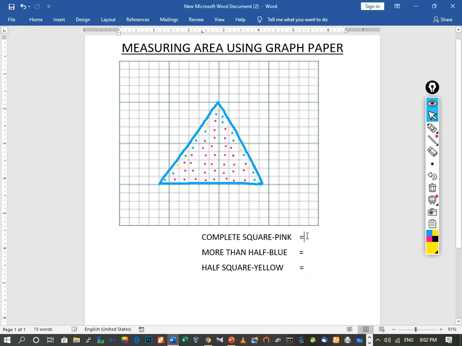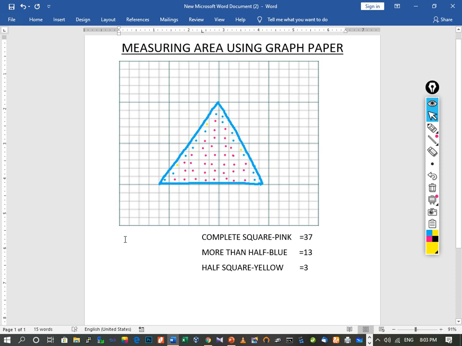After counting, we find out that there are 37 pink dots, which means the squares which are completely covered. There are 13 squares which are more than half covered, and there are 3 squares which are only half covered.